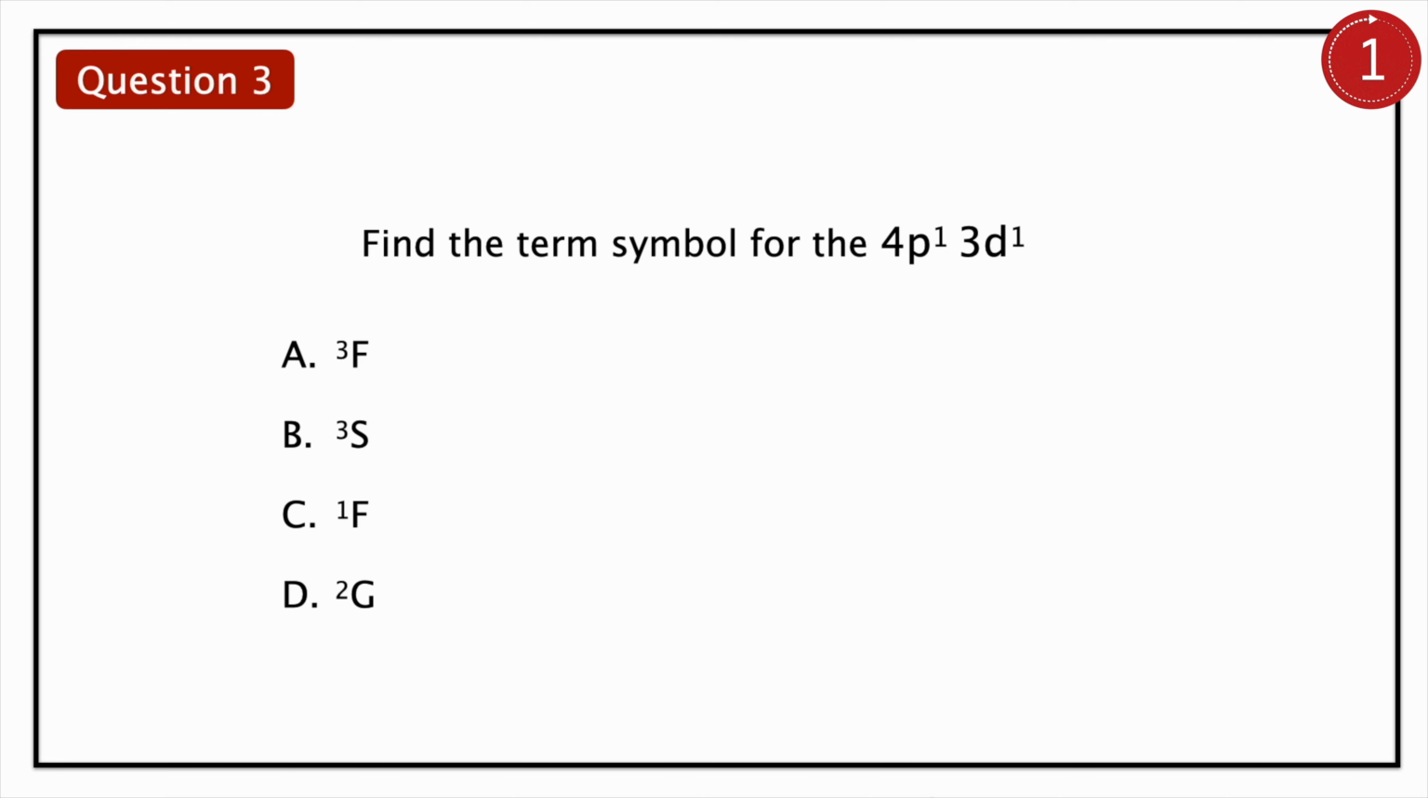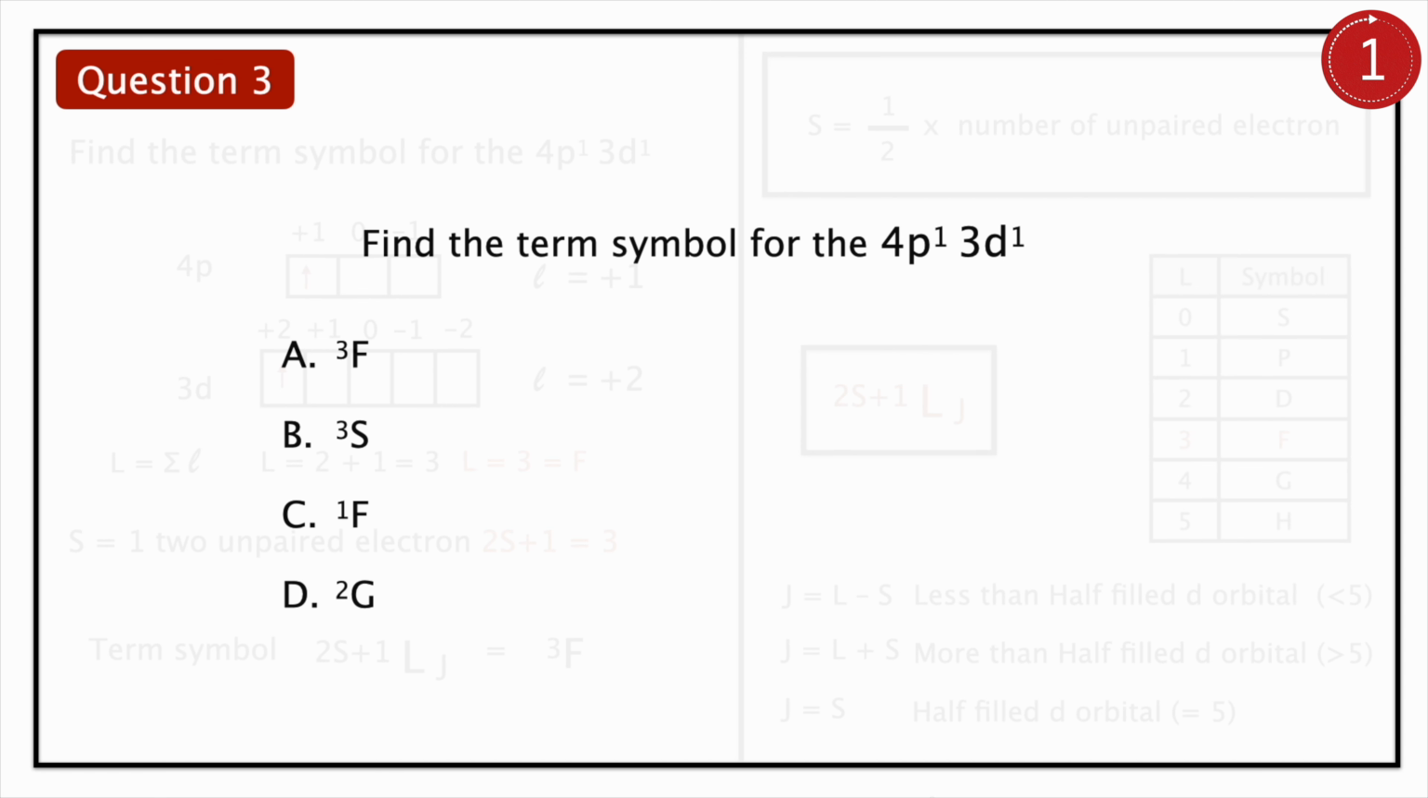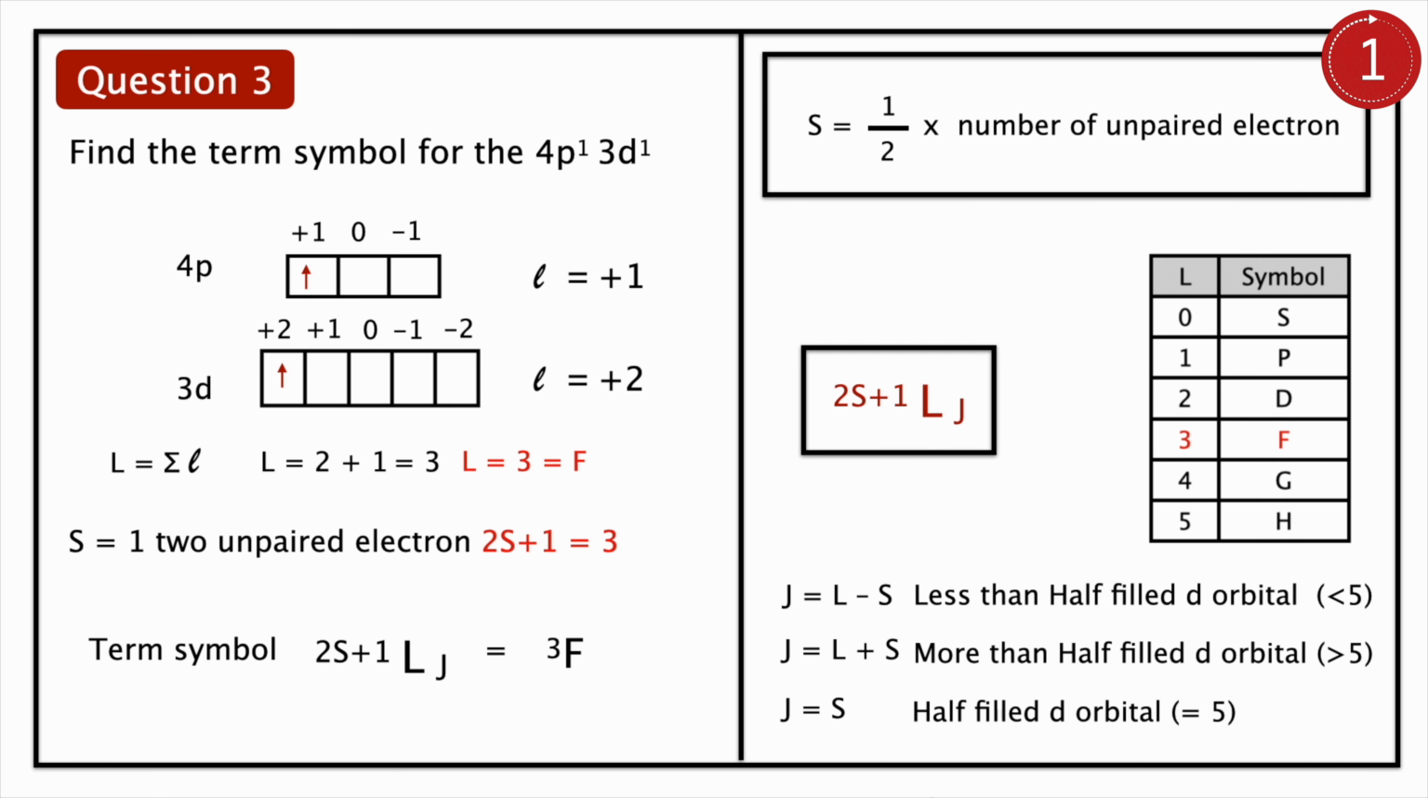Then the tricky question. Find the term symbol for the system 4p1 3d1. Here two orbitals are given. The choices are 3F, 3S, 1F, 2G. You should not be confused by it. You should calculate with the basics and just add it, and you will get the final symbol.